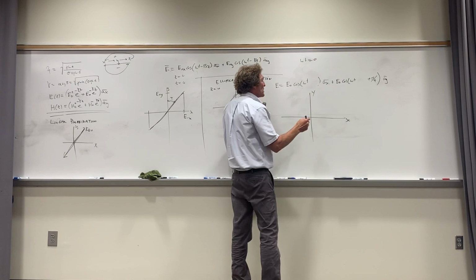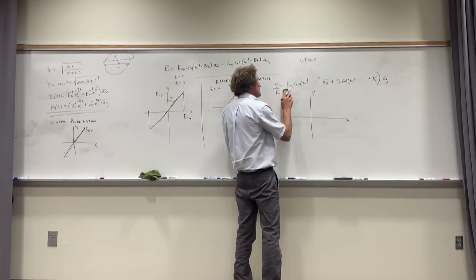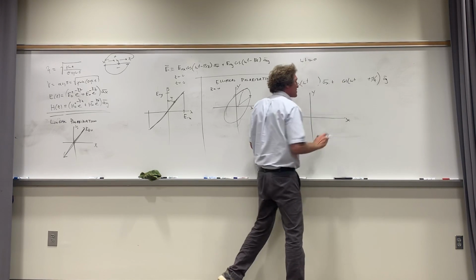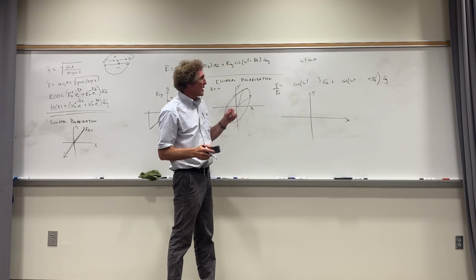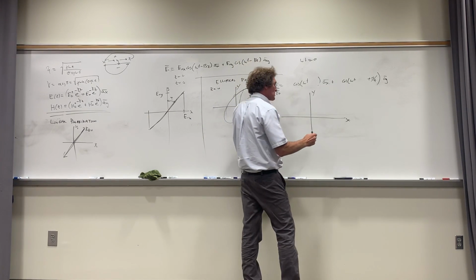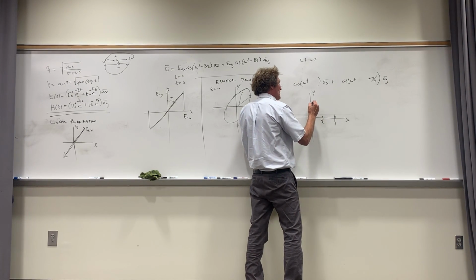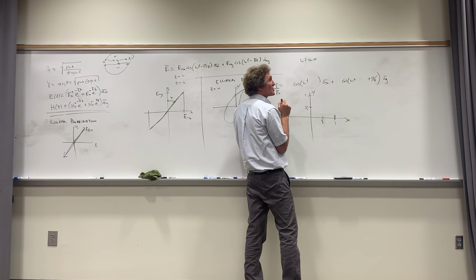So what do I do? As a matter of fact, let's normalize this. Let's divide it by E naught to make my life easy. We can multiply by E naught later. So when omega t is 0, now the value in the x direction is 1. Call that 1. Call that 1/2. The value in the y direction is what?